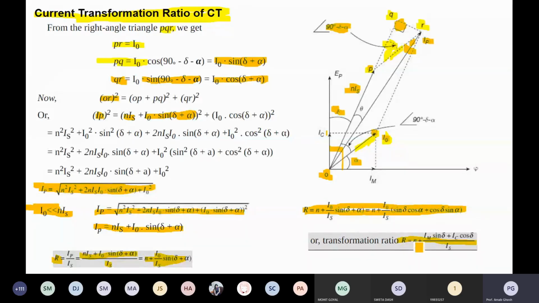Okay, n is your original ratio plus Im sin delta plus Ic cos delta, whole divided by S. So you will derive the entire thing in your classwork copy, without missing any step. I will check. When I collect your class note copy based on your CTPT, at that time I will check whether you did it in your copy or not.